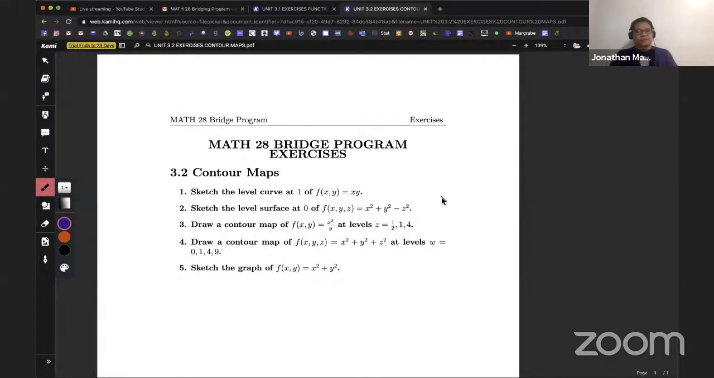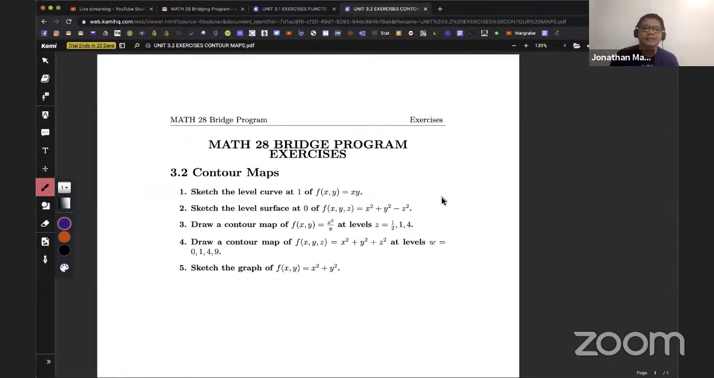Okay. So let's proceed with that. So these are the problems or exercises for contour map. Magsagot lang tayo ng ilan sa mga problems na to. So for item number 1, sketch the level curve at 1 of f of xy equals xy.